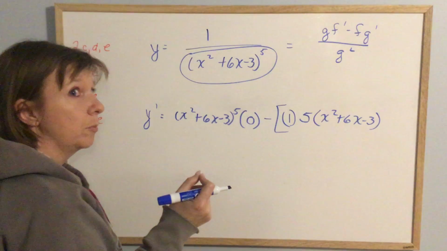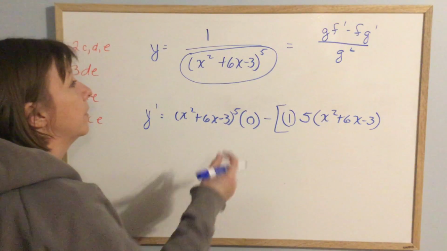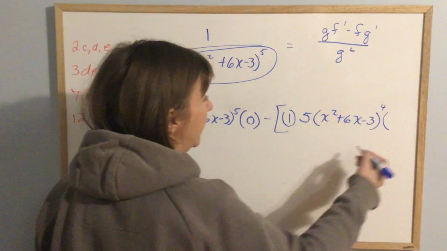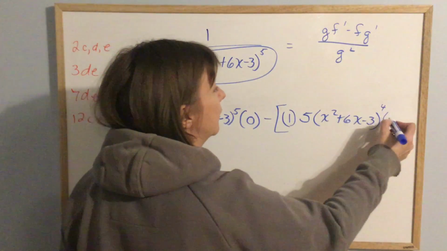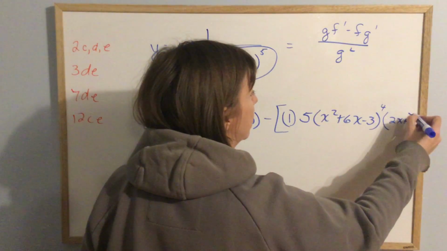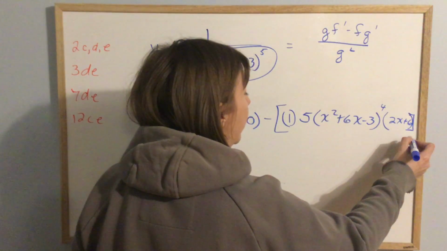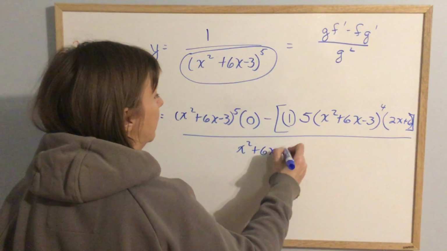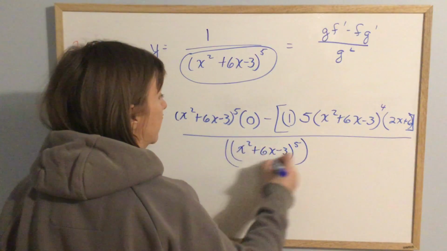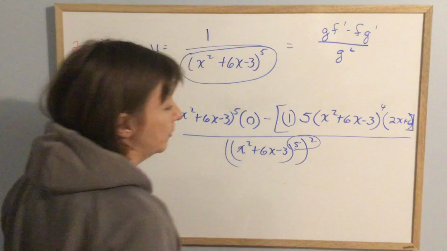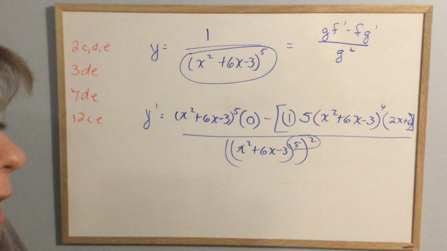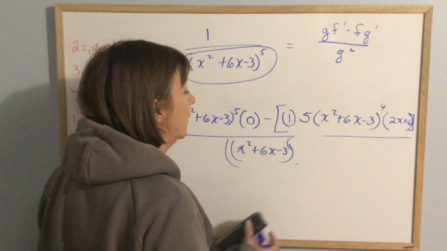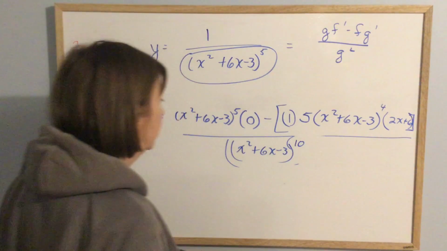But now, because my exponent is positive, because I didn't move it to the top, 5 take away 1 would be 4. And then I have to do the derivative of the inside. So 2x plus 6. And that's all over x squared plus 6x minus 3 to the 5th, squared. Now, because I have an exponent on an exponent, I multiply those exponents. When you have two exponents together like that, you multiply them. So that's really to the 10th.